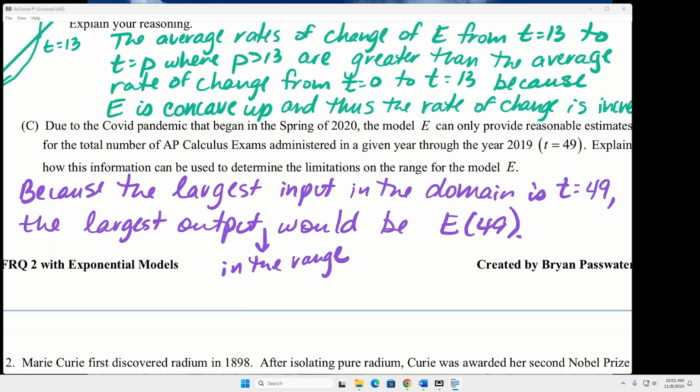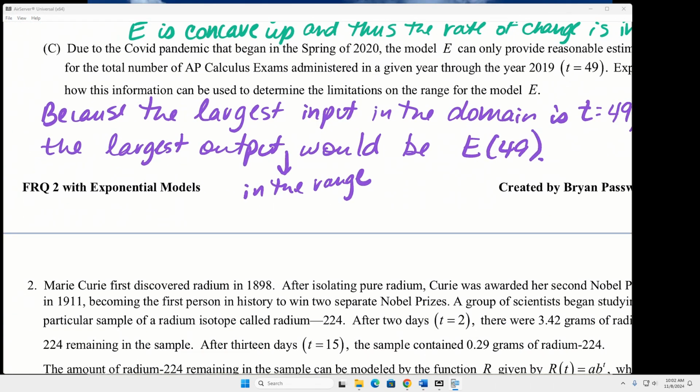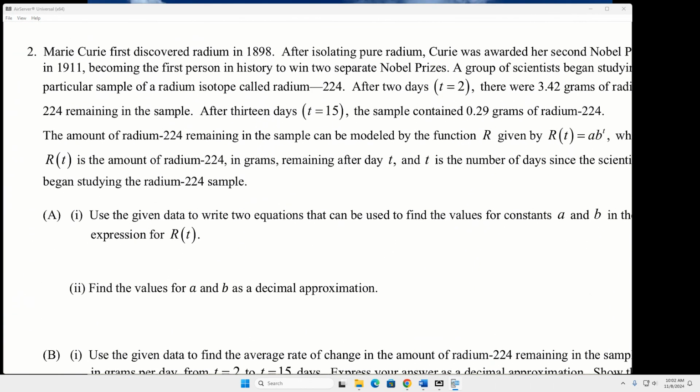Okay, what questions do you guys have on this? All right, so your assignment is going to be to complete these other two that are attached to this. There is a typo on the first one, so let's go ahead and flip over to Madame Curie. So right here it says after 13 days, and then it says T equals 15. Let's make those both be 15 days.